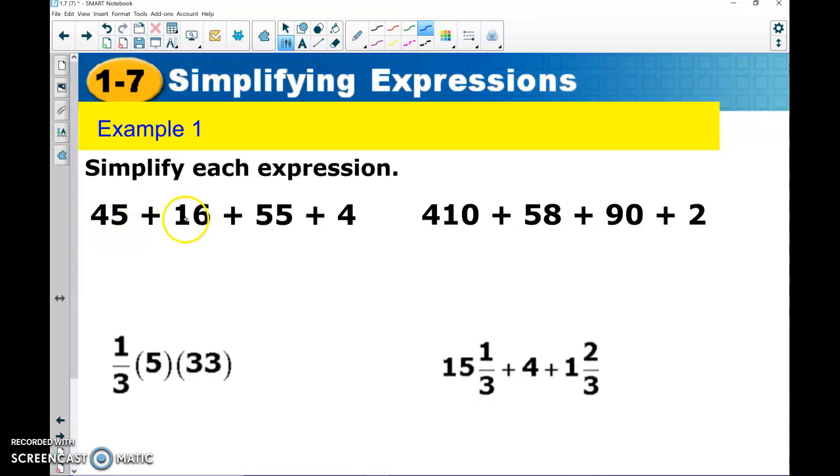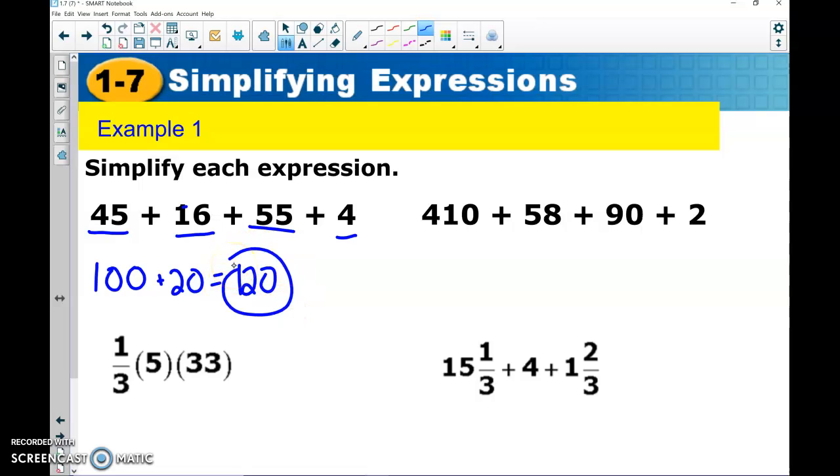So here I have 45 plus 16 plus 55 plus 4. You could just add it straight across, but that might require a calculator or might have some places where we mess up. If we look at the last digit, we can see which numbers go together nicely. We can do this probably in our heads then. So here I have 45 and 55. They both end in a 5. And I know 45 plus 55 is 100. And then I have a 16 and a 4. And I know 16 plus 4 is 20. So I have 120 there.